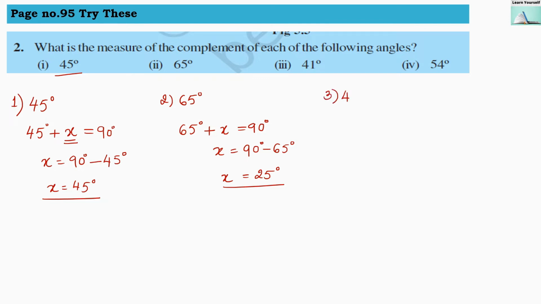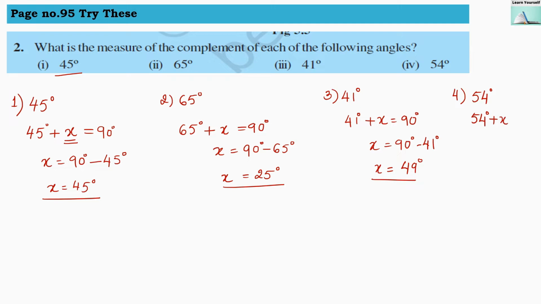Third, 41-degree. So 41-degree plus x equals 90-degree. x equals 90-degree minus 41-degree will give us the value for x, or the second angle's value, 49-degree. So when you add these two angles, that 41-degree and 49-degree, they will give you answer 90-degree. That means they are complementary angles. Fourth, 54-degree. Now 54-degree plus another angle should give us 90-degree. So x equals 90-degree minus 54-degree will give us x equals 36-degree. So this is measure for second angle.